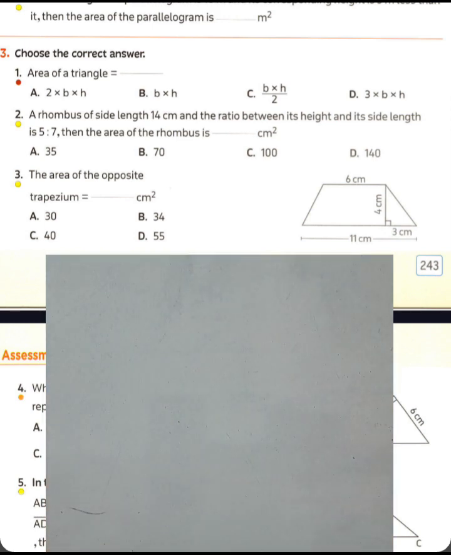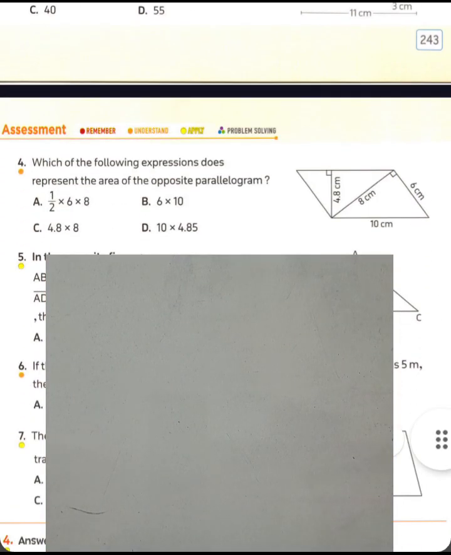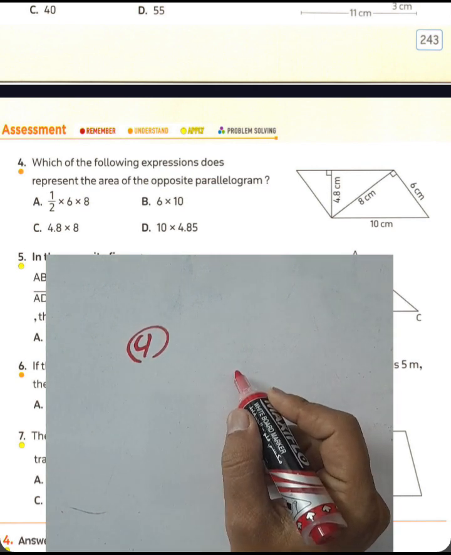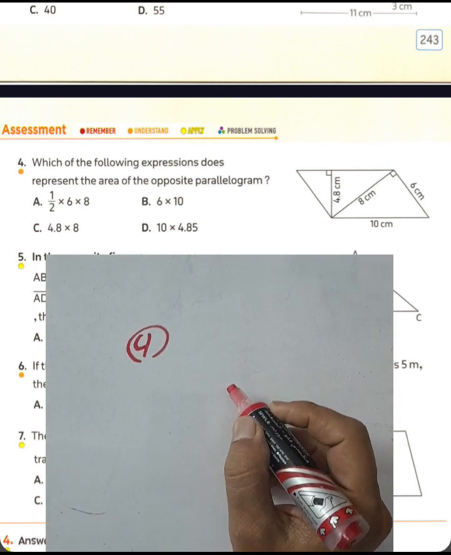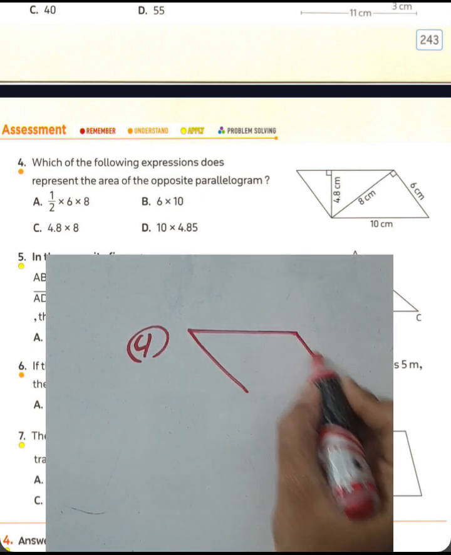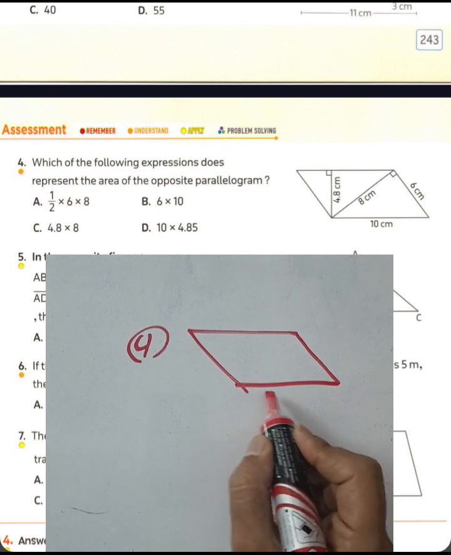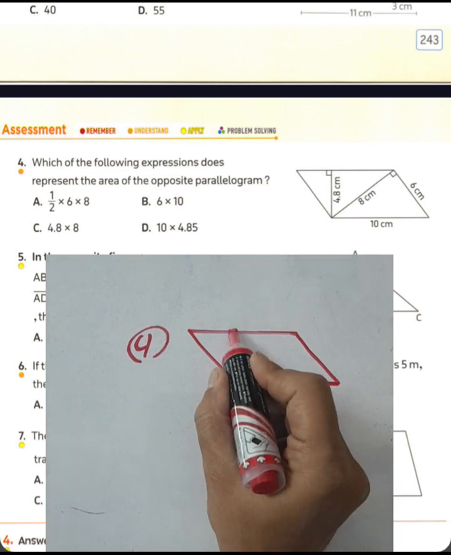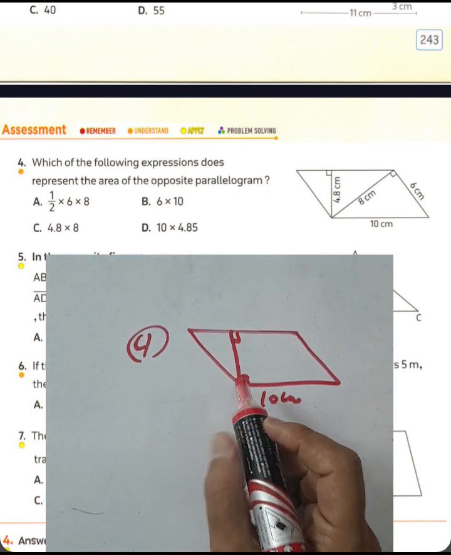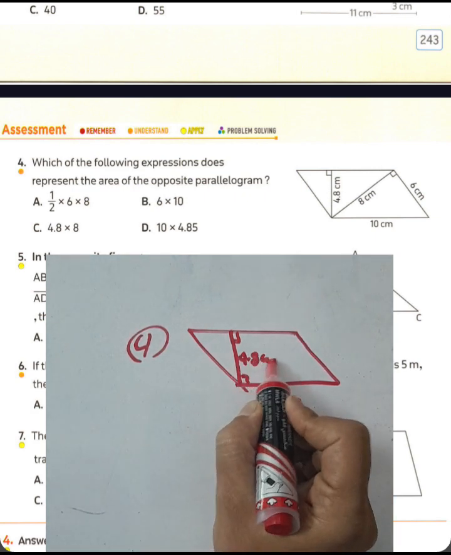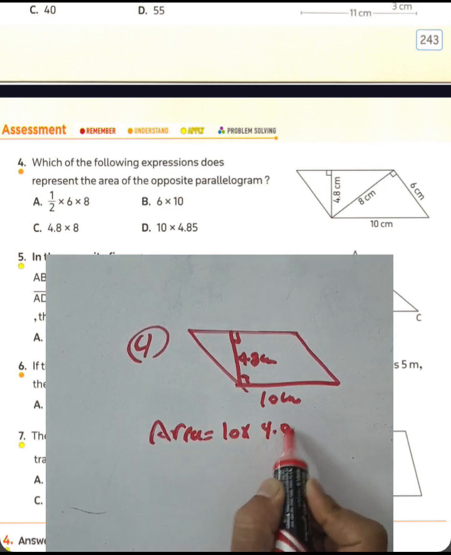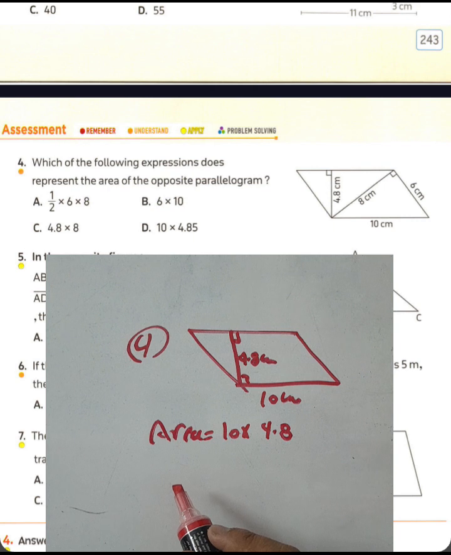Next example, question number 4. Which of the following is the area of the opposite parallelogram? The area of a parallelogram equals base times corresponding height. We have two bases and two heights. This base was 10 centimeter and the corresponding height here was 4.8 centimeter. Then the area will be 10 product by 4.8.